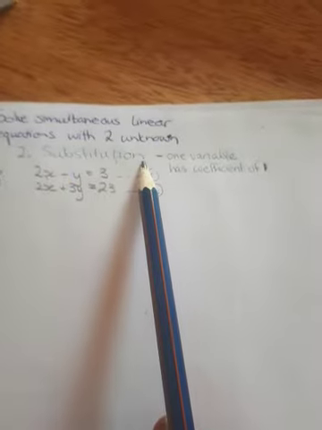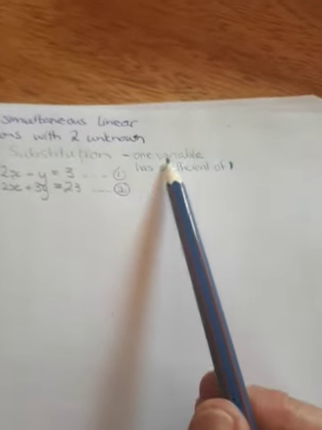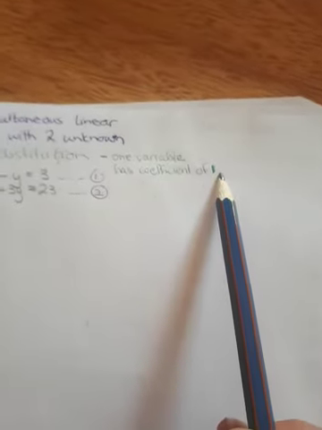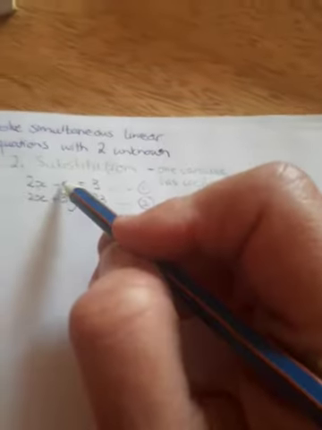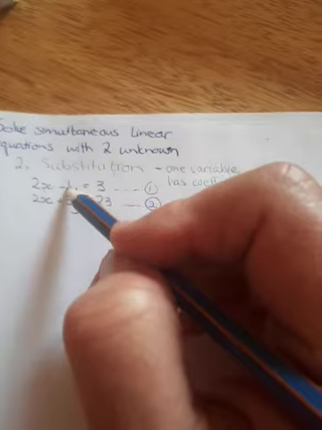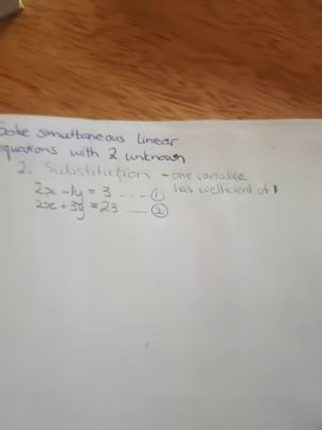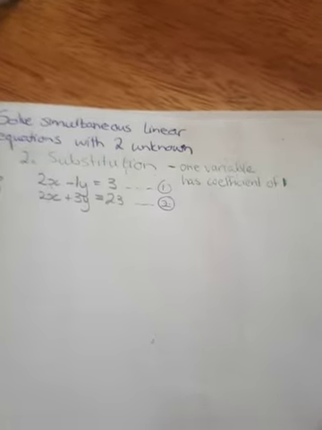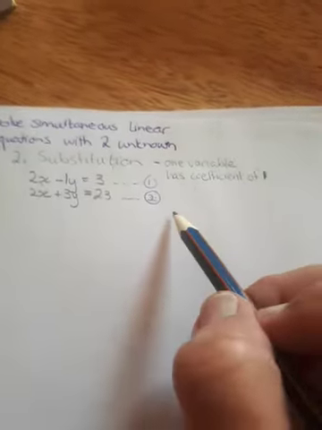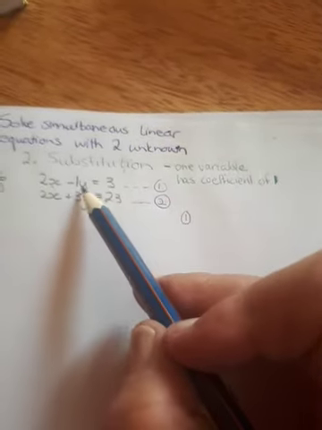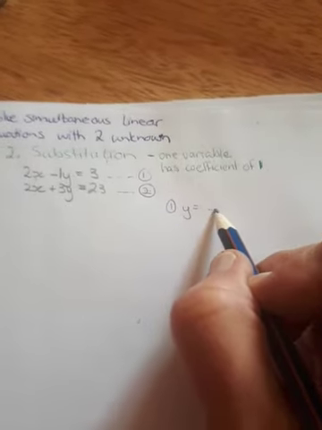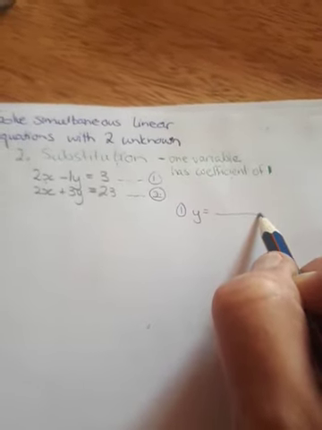The substitution method is used when one of the variables has a coefficient of 1. So that's really important. If you look at the x and y, you can see that this y has a coefficient of 1. And if that is the case, then we can use the substitution method. So step number 1 is to express that 1y in the format of y equals, and then all the rest must be on the right hand side.